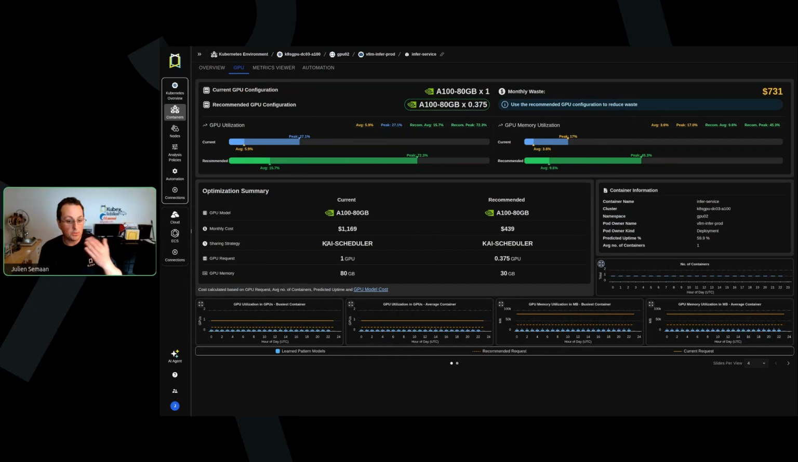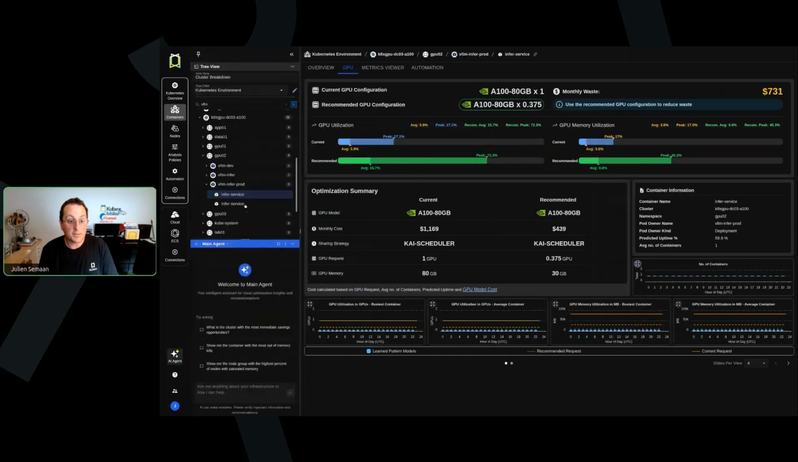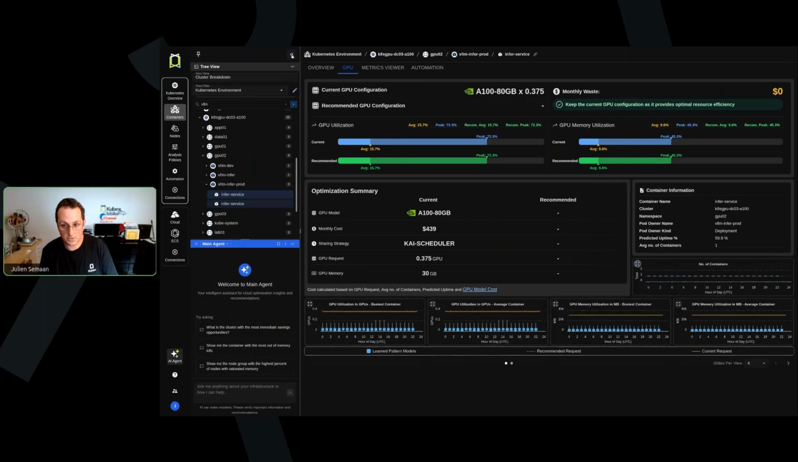Looking into the details, we see we're already using the Kai scheduler, so that's a good thing. The only thing we're changing is we're going from one whole GPU to a fraction of a GPU, which will result in less memory being used as well. That means that we can go from a monthly cost of about $1,100 here to $439. Let's look at a container that has been optimized and let's see what the story tells us here.